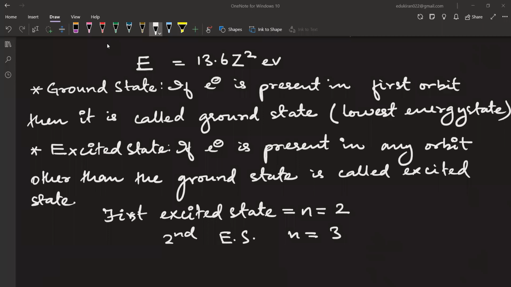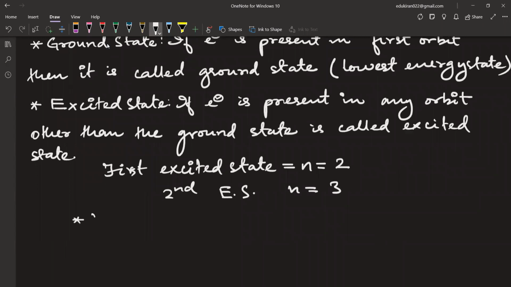So you'll write, for ith excited state, n will be equal to i plus 1. ठीक है, तो शेल होगा वो आपका i plus 1 होगा। अगर आपको फिफ्थ एक्साइटेड स्टेट तो n की वैल्यू 6, सेवेंथ एक्साइटेड स्टेट तो n की वैल्यू 8। Done everyone? Yes or no? Please tell me.